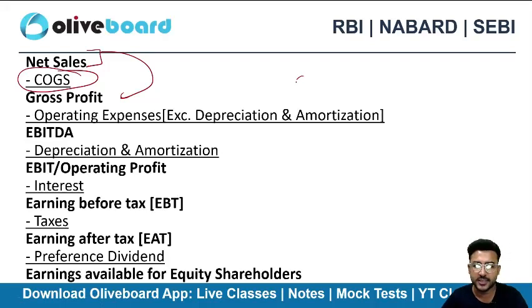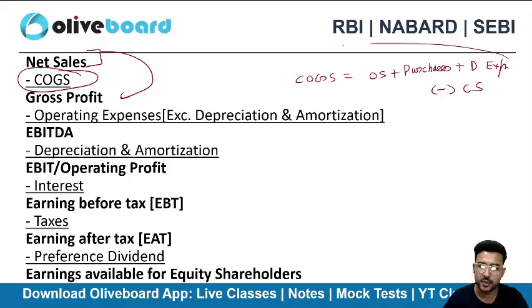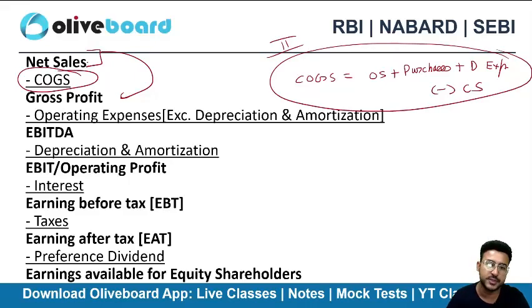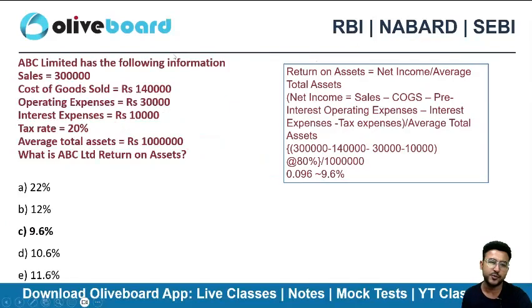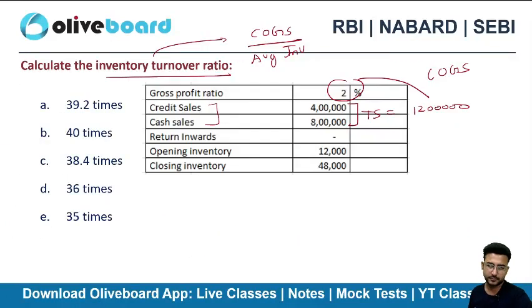Another methodology is cost of goods sold is equal to opening stock plus purchases during the year plus any kind of direct expense minus the closing stock. This is also the second method of computing the cost of the goods sold. This is the first method, right? Both are very, very useful in your examination. So total sales I am having, I can easily compute the cost of the goods sold.